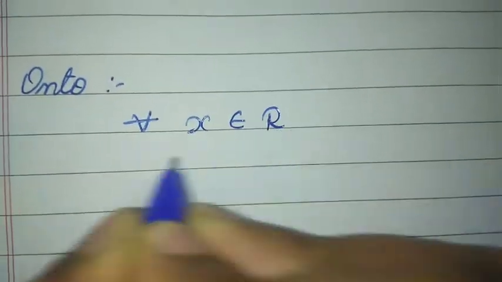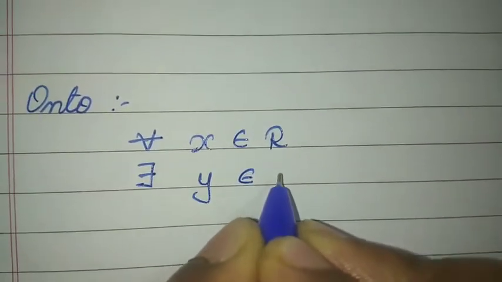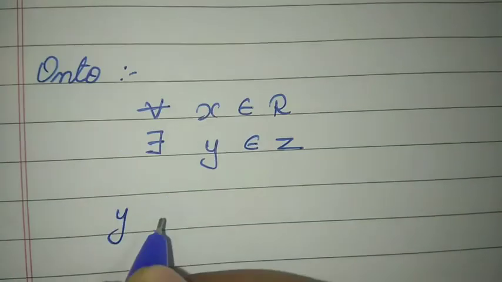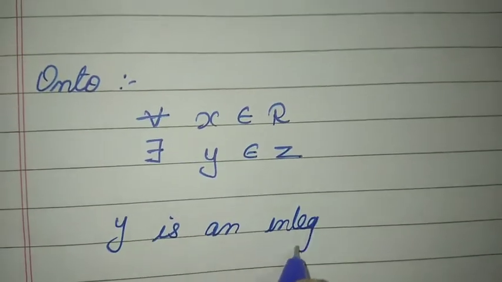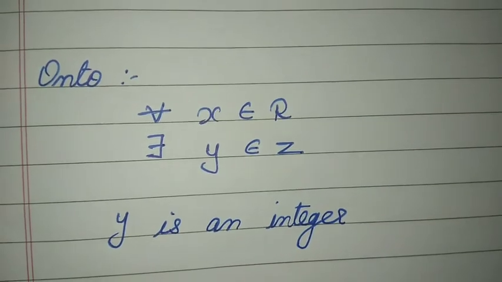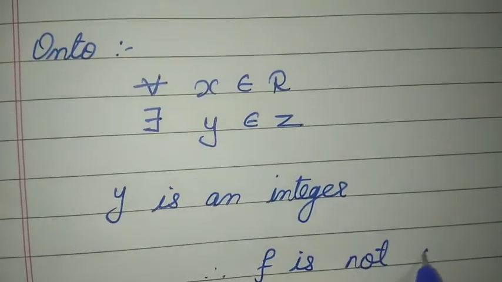Onto. For every x belonging to R, there exists y belonging to Z, which is an integer. Therefore, f is not onto.